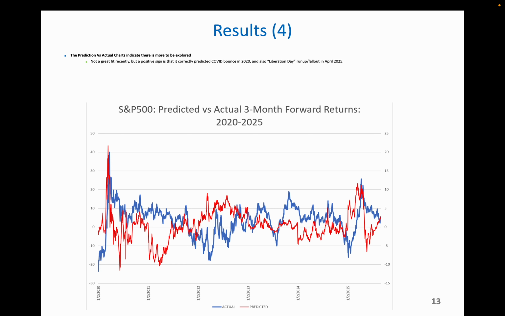But what I am impressed by is the way it did sort of capture the 2020 bounce. You see the prediction is way up there as well as the actual. So it did see that coming, which not a lot of people did. Also here, most recently this year, the markets did pretty well after the election, and it sort of captured that. And then when Liberation Day came with the tariffs in April and the market went down roughly 20%, it seemed to capture that. So it didn't seem to get a lot right, except for the two most important events in the last 5 years.